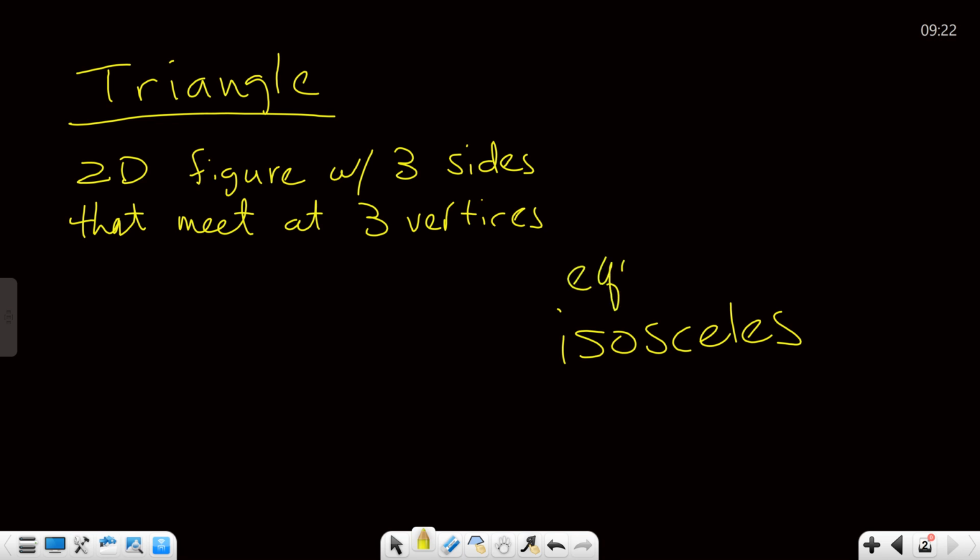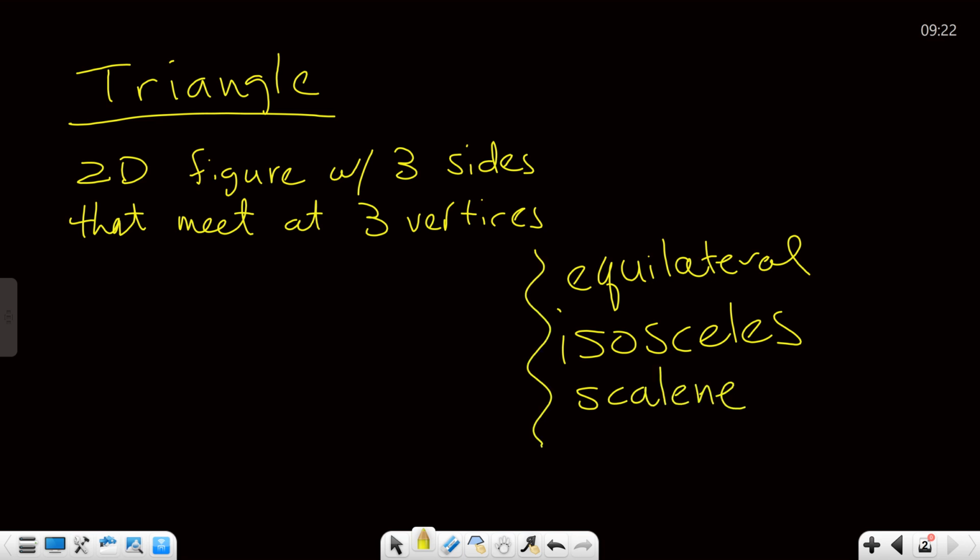Okay. I should probably write all these down, right? Equilateral, isosceles, scalene. Okay, squiggly mark. Evan, help me out. What were yours? Acute, obtuse, and right. Okay.